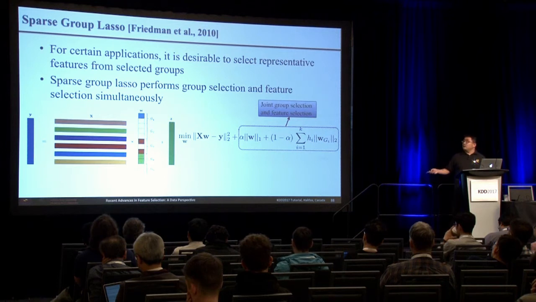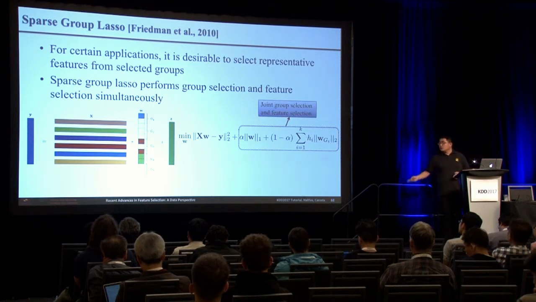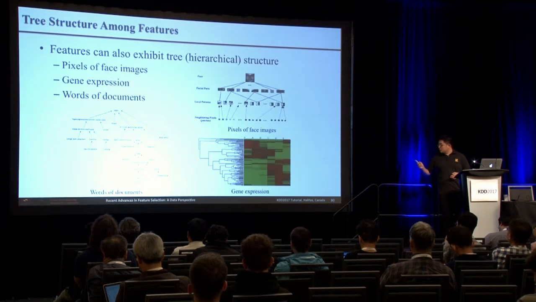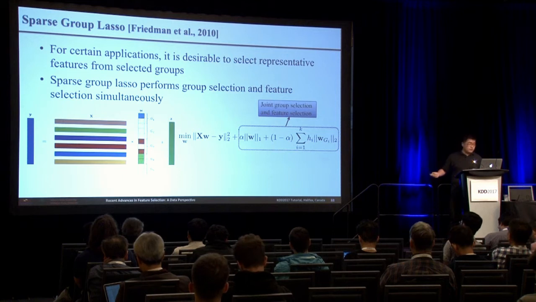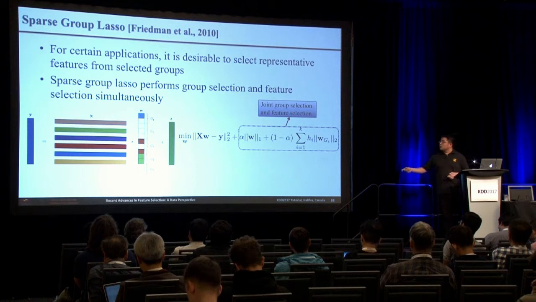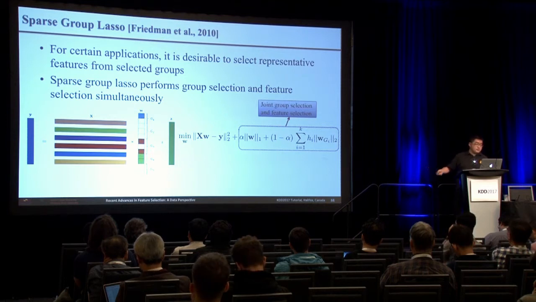Basically, sparse group lasso tries to perform group selection and feature selection simultaneously in a joint framework. From this objective function, we can see that it is very similar to the group lasso. The only difference is that we also consider the L1 norm on W. So here is the result of the sparse group lasso.